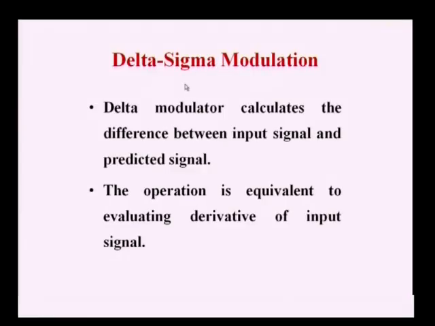Before that, we will see another type of modulation called delta sigma modulation. Here, it is almost the same as delta modulation, but one block is added along with the delta modulation, that is called the sigma block. Sigma is nothing but simply a summation or an integrator. The delta modulator calculates the difference between the input and predicted signal, that is, the operation is equivalent to evaluating the derivative of the input signal, that is the difference.